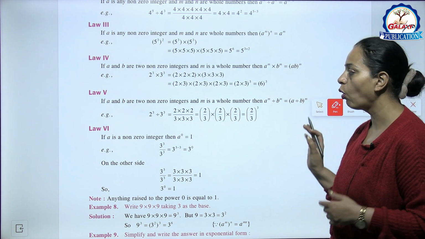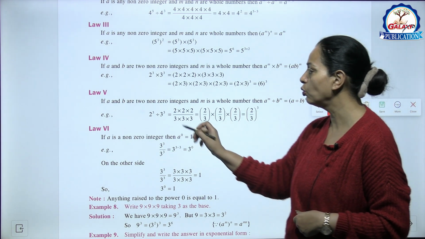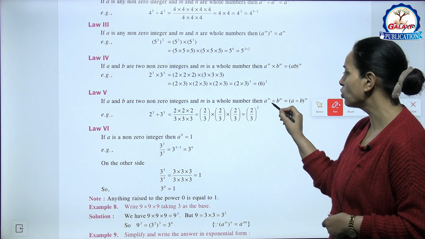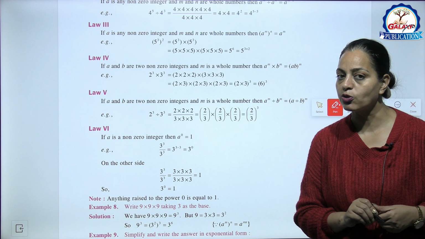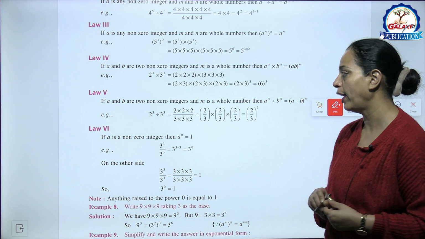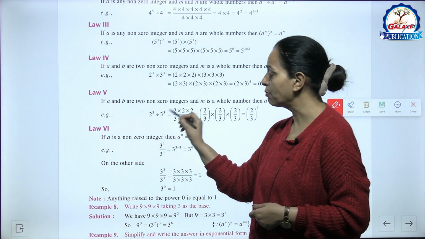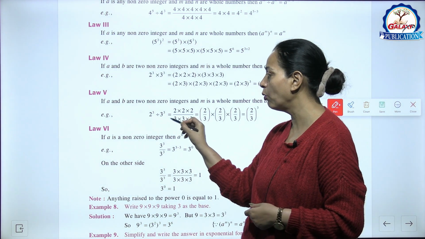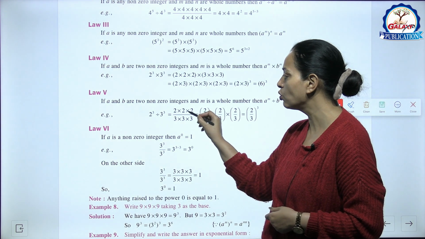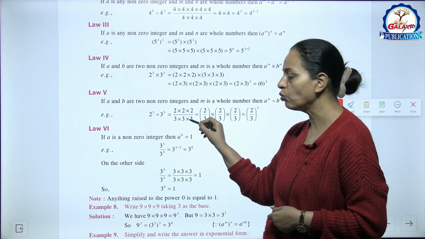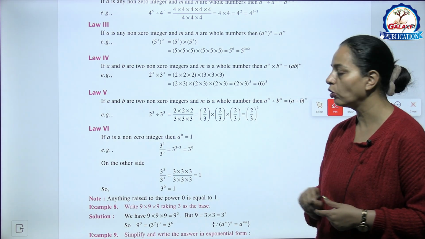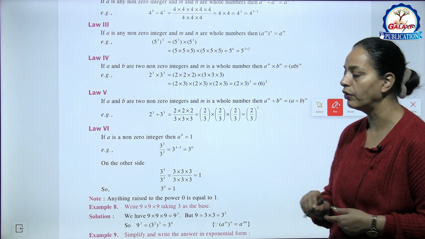Okay. Now law 5th. If a and b are two non-zero integers and m is a whole number, then a raised to the power m divided by b raised to the power m equals to a divided by b whole power m. यानी अगर बेस के बीच में डिवीजन साइन हो, पावर सेम हो, सो हाउ वी कैन राइट 2 cube divided by 3 cube means 2 into 2 into 2 upon 3 into 3 into 3 means 2 upon 3 into 2 upon 3 into 2 upon 3 means 2 upon 3 whole power 3.